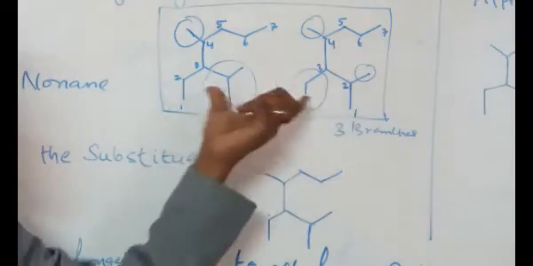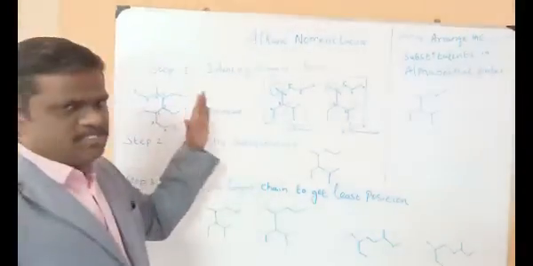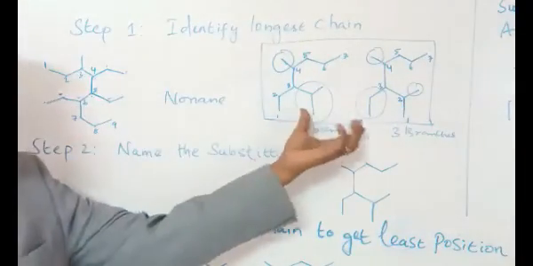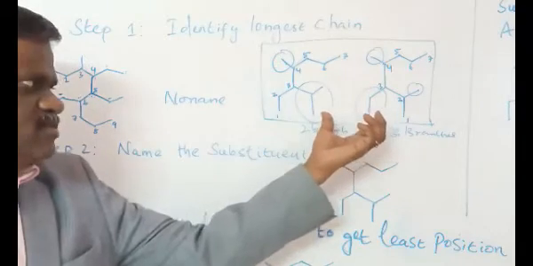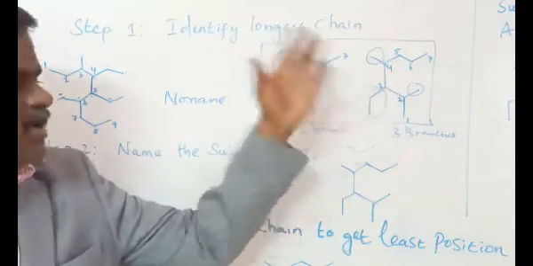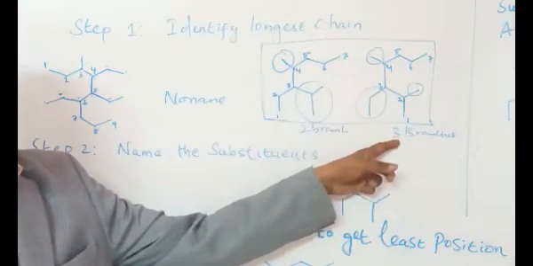When we have 2 equal parent chains with a similar number of carbon atoms, this is the first rule. I am repeating it: first, we have to identify the longest chain. In some cases, we may get 1 or 2 patterns with equal, similar maximum length. In that case, we have to choose the one with maximum branching as the parent chain.